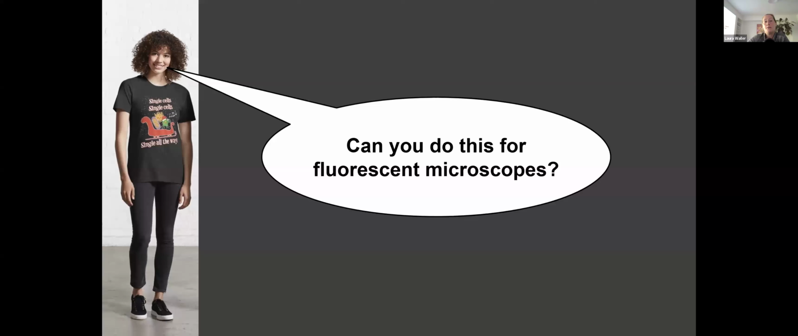So can we just do this for fluorescence microscopy? The answer is no. If you illuminate a fluorophore from different angles, it doesn't care. It's just going to light up isotropically from wherever it is.